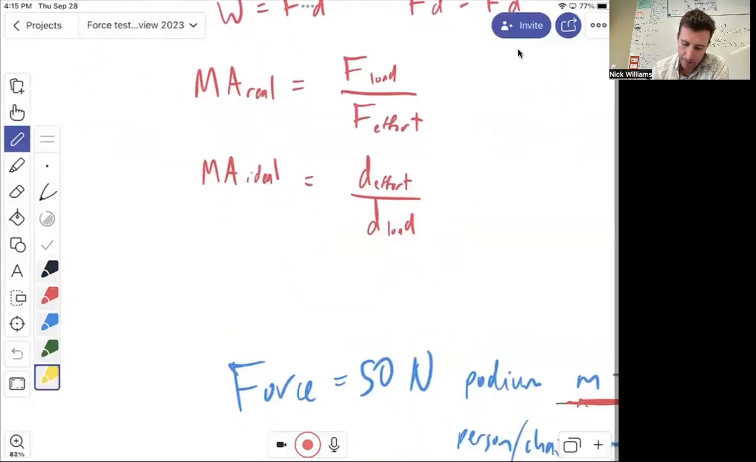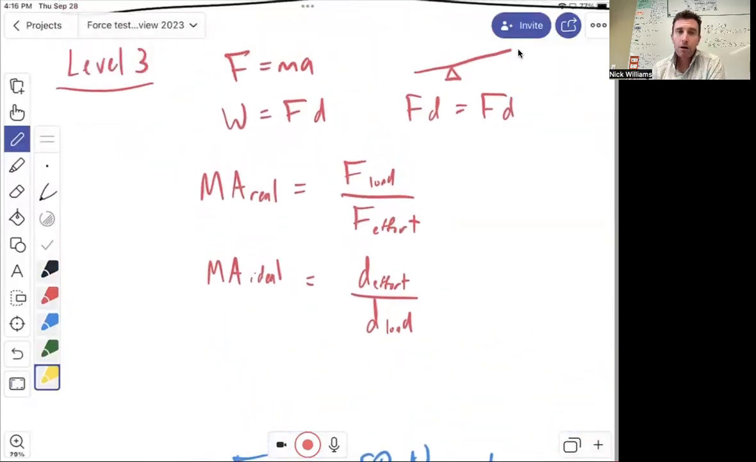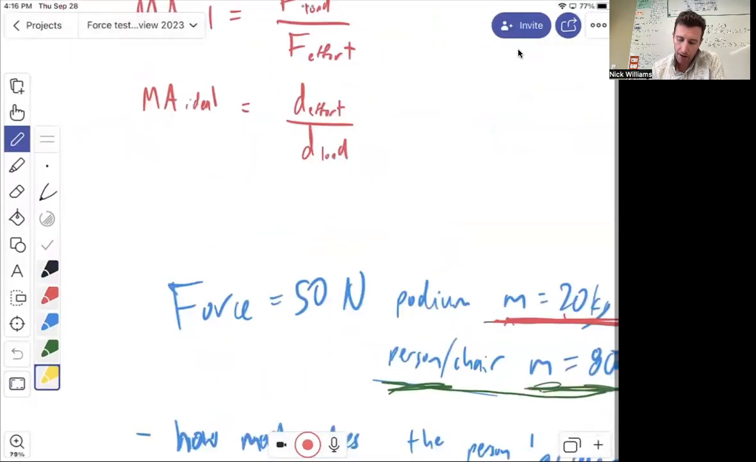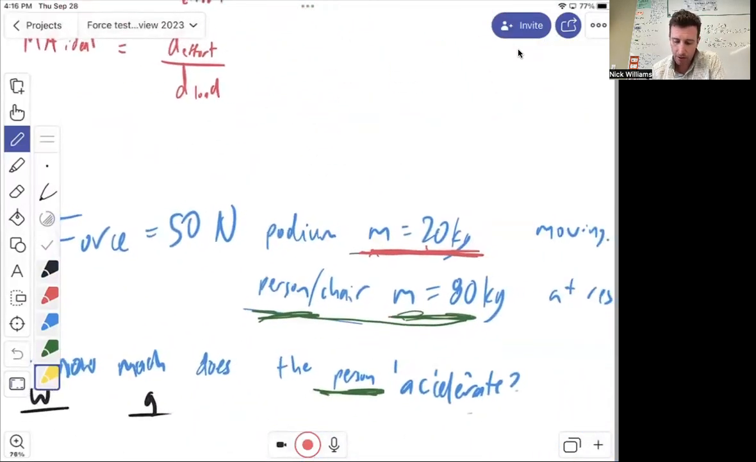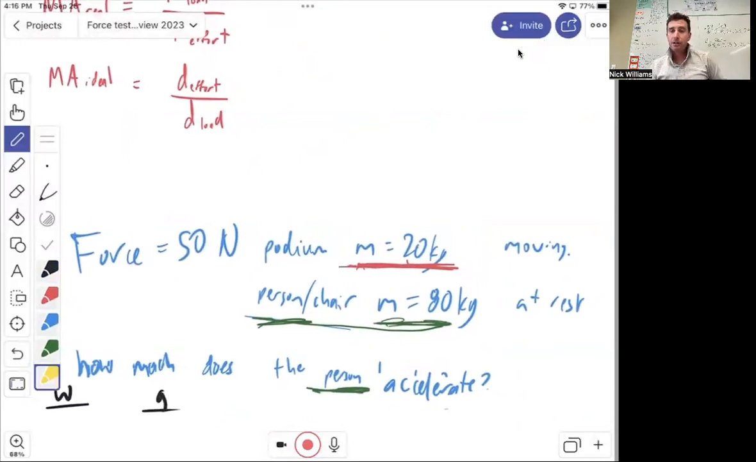Let's do a little sample problem for level 3. We will do a force of 50 newtons. So I'm going to create a collision. I'm going to have a person sitting in a chair, like this rolly chair that I'm sitting in. And then coming from behind, I'm going to have a podium come in and hit me in the back. So this is going to be a tough one to show by myself, but imagine there's a rolling podium coming from over here. It gets pushed and it comes in and whacks me from behind.